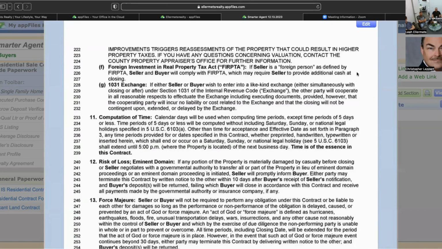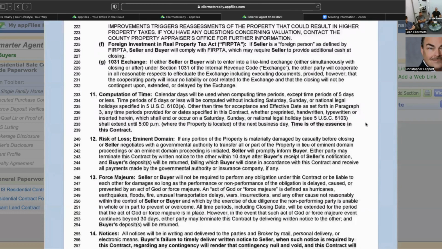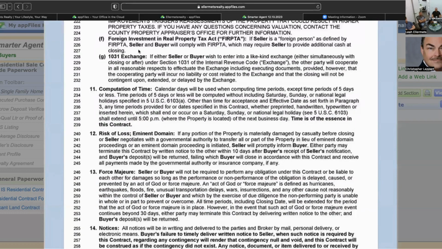FIRPTA. This is very important if the seller's foreign. So we need to comply with FIRPTA. If not, it can cost, typically what you're going to have is the seller is going to have to put like 15% of the sale price in escrow to be paid on taxes. Okay, that's the way it works. But you can talk to the title agent about how to handle that properly, but there is definitely a FIRPTA addendum that you should include.